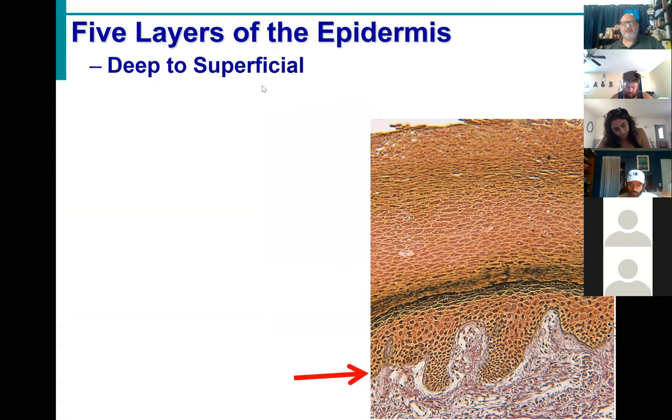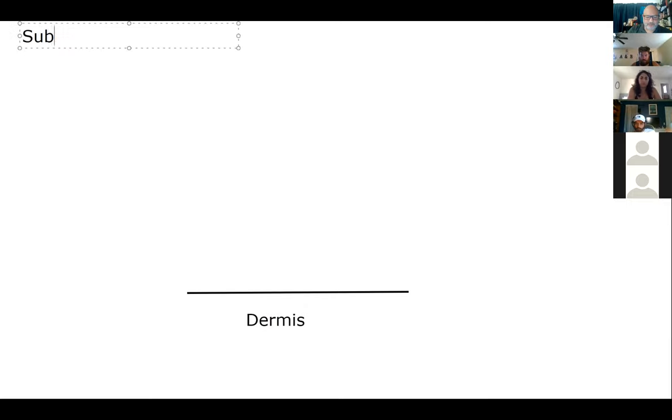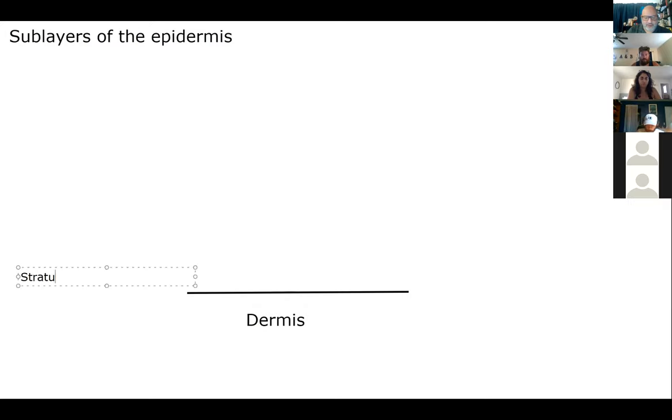And let's do this two ways. I'm going to draw this. And for simplicity, I'm going to draw the boundary between the dermis and the epidermis as just a straight line. As we'll see from the pictures, it's clearly more undulating than that, but this makes my art a little bit easier. So here is my epidermis, and then up here, we're going to focus on the sublayers of the epidermis. And the first, as I mentioned, is the stratum basale or the stratum germinativum.